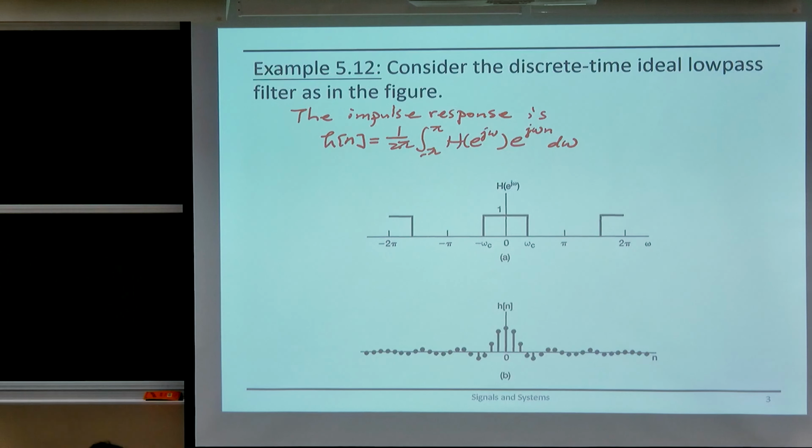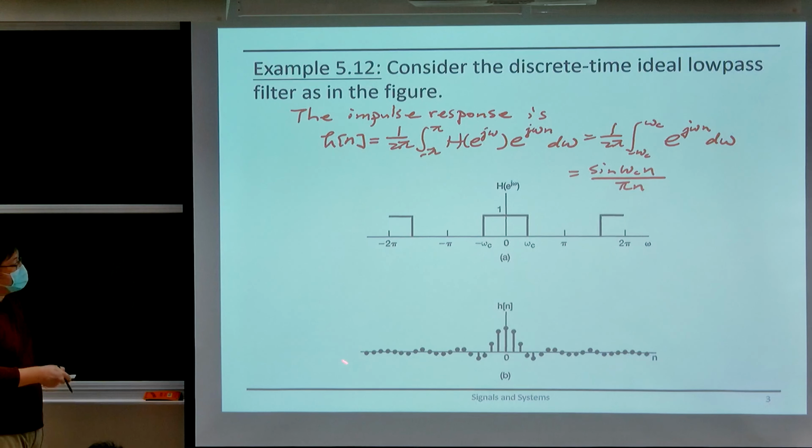And this H is just a constant 1 between minus omega c and omega c. So I can plug in 1, and limit the integral from minus omega c to omega c. All right. And if you work this out, you will get this sinc-like function, similar to before. So this is the corresponding time domain impulse response that you get.